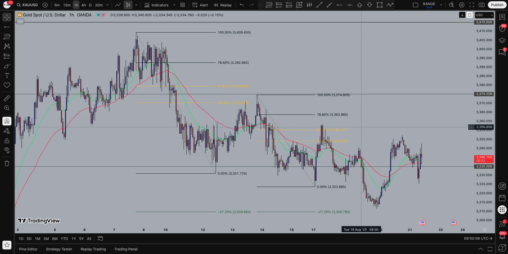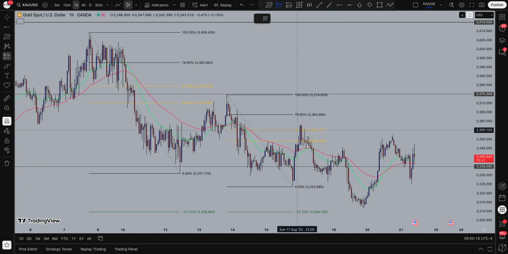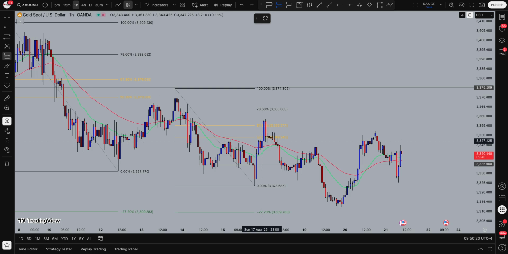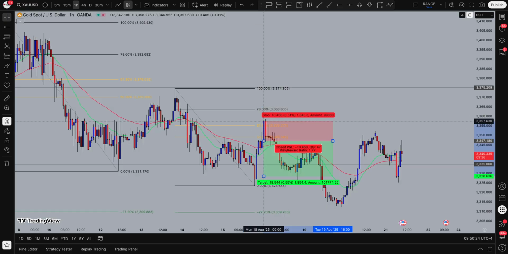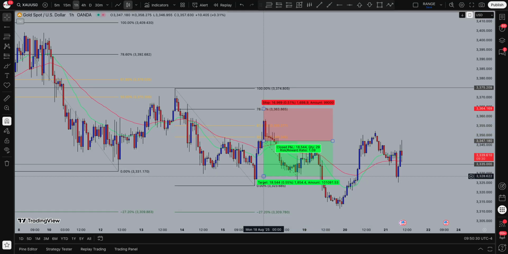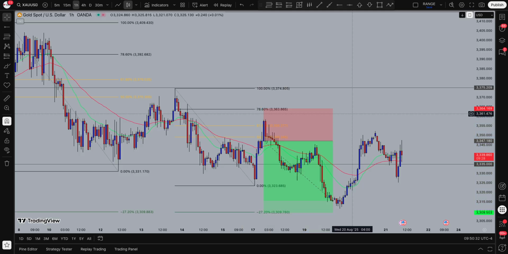Which here is a good example of two things, right? First thing would be why you might want to use 78%. Because here, initially, you did have a good reaction off of it, you would have entered here. But if you would have used 61 or above the wick, you would have got stopped out. But if you use that 78 and you target that same thing, negative 27, you're fine.